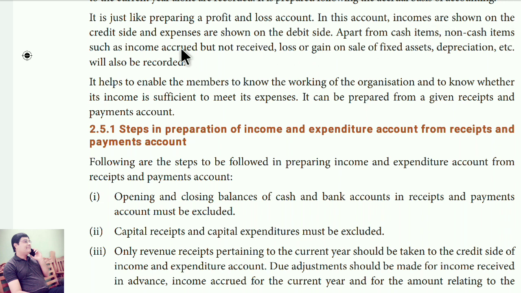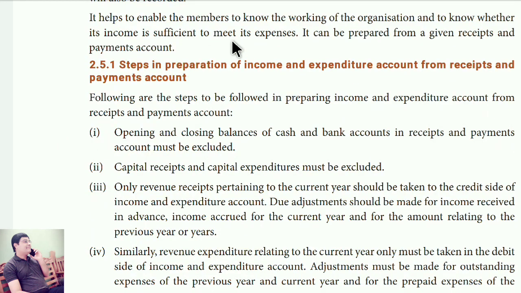So income is shown on the credit side and expenses are shown on the debit side. Apart from cash items, non-cash items such as income accrued but not received, loss or gain on sale of fixed asset, depreciation, etc. will also be recorded. So these items, which have not been recorded in the receipts and payment account, will be recorded here. So all the depreciation, outstanding, accrued income, everything will be recorded in the income and expenditure account.